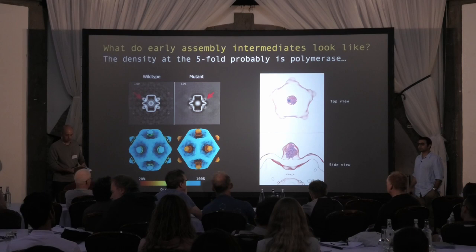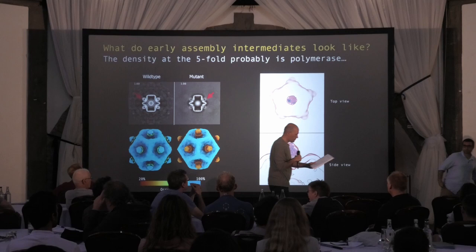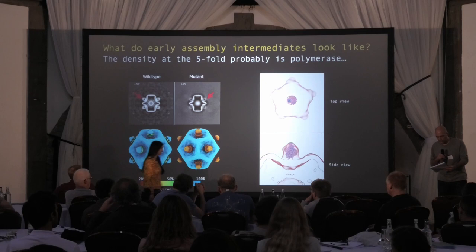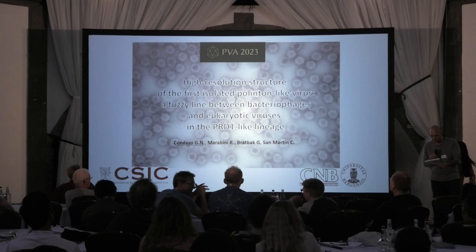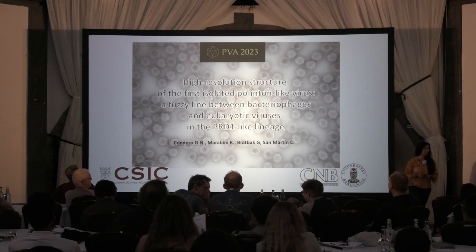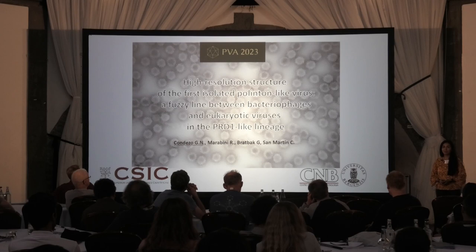Yeah. All right, we're going to move to the next talk. It's Gabriela Condezo, and she's going to present the high-resolution structure of the first isolated polinton-like virus, the link between bacteriophages and eukaryotic viruses in the PRD1-like lineage. Okay, thank you. Hi, everybody. Thanks for this opportunity to show you my work.